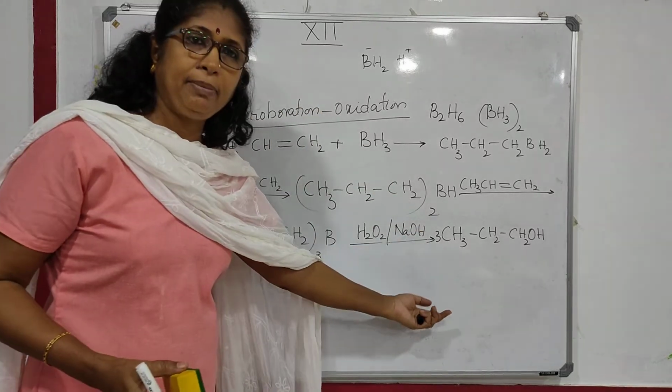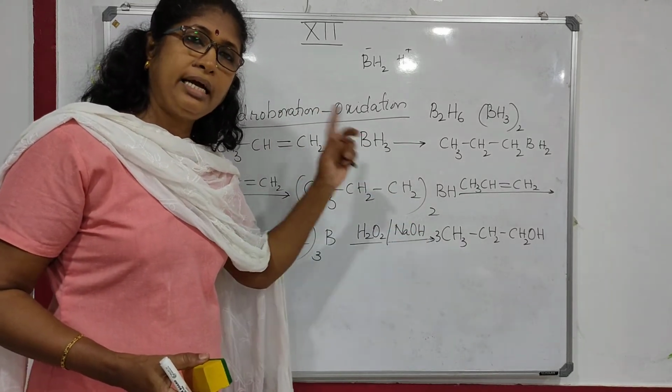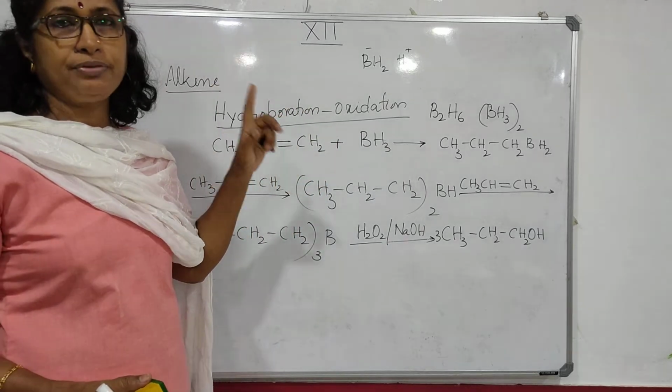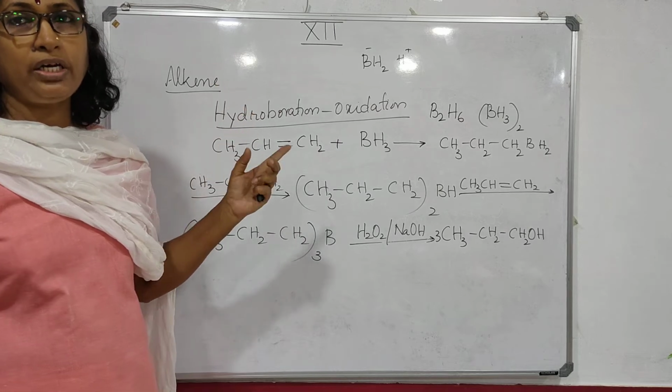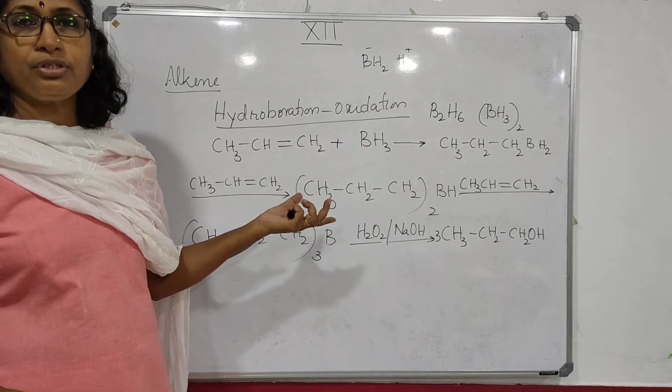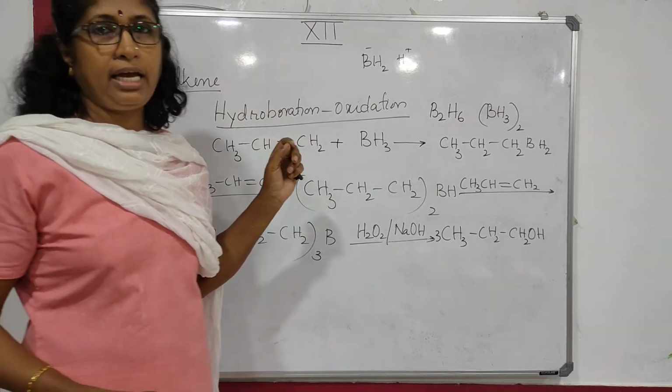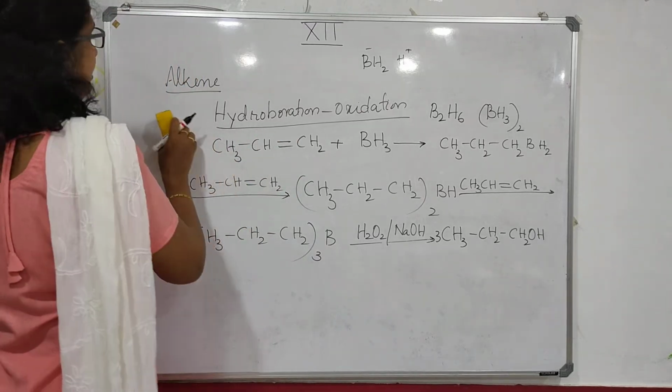Here we are getting a primary alcohol because the addition is by anti-Markovnikov's rule. If you are using dilute sulfuric acid, the addition takes place according to Markovnikov's rule, and you will get only a secondary alcohol. So this is another method.